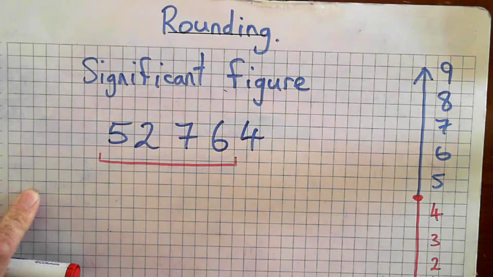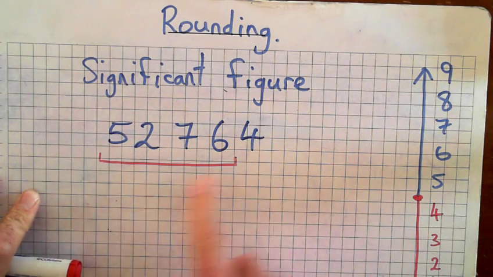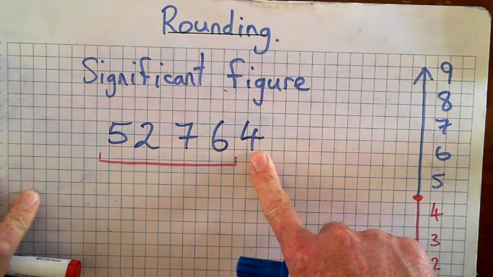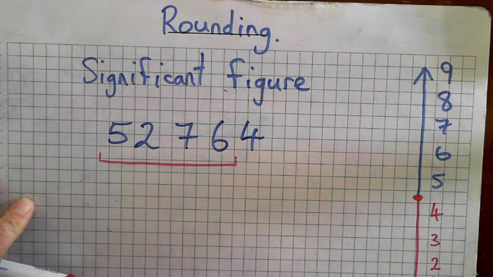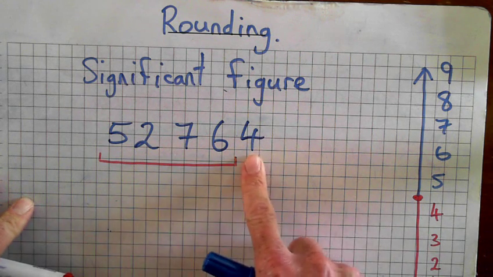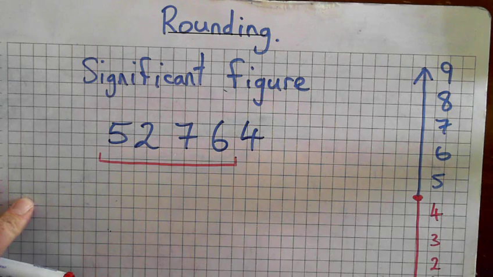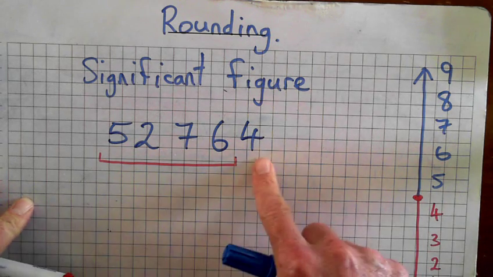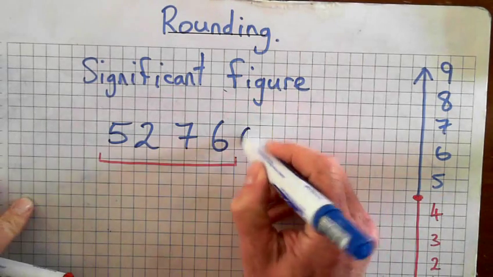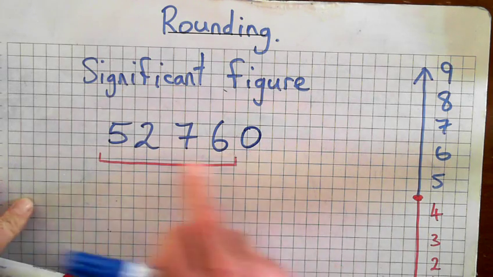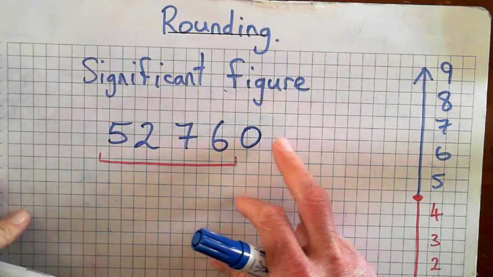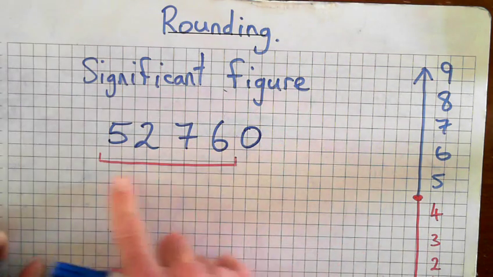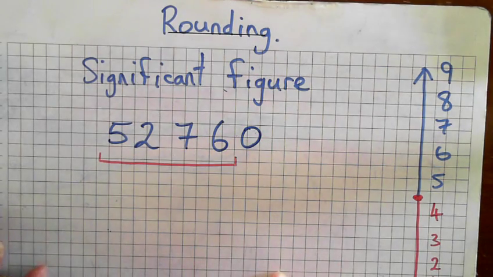Alright, 4 significant figures. So I'm going to change this. I'm going to round the 64 to the nearest 10, basically. So this will become 0. But the 4 means I'm going to round down to 60. Okay. So 52,764 is now written to 4 significant figures.